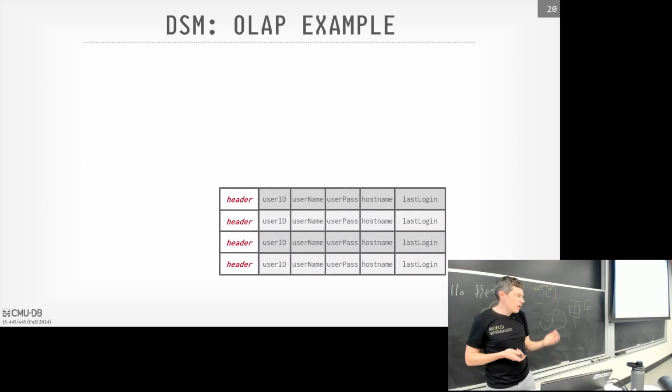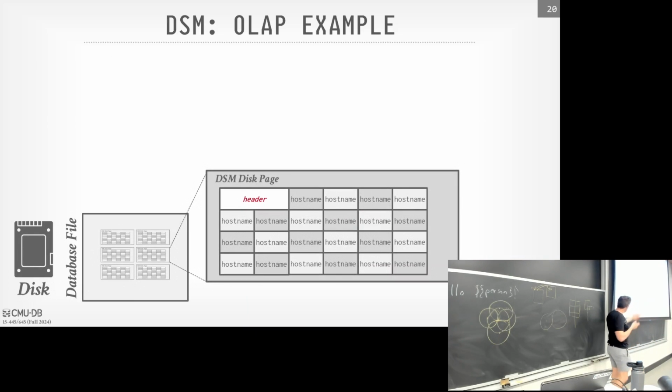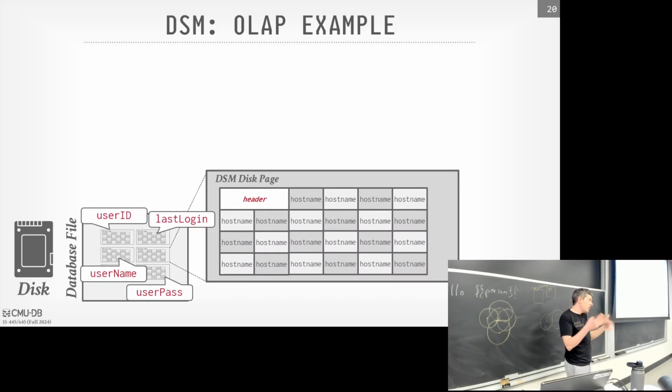If I go back to our query from before, this is what our original page looked like under the row store model. We had a bunch of tuples, a header at the beginning of each tuple, and then all the attributes, and once we reached the last attribute, the next tuple starts. Now I'm going to split this up based on columns and store them in separate pages. So there'll be a user ID page or pages, a username, last login, and so forth. Here I have the hostname page. Again, we have a header that tells me some metadata about what's in this page, what column it corresponds to, some checksum or compression information, and then I just have all the hostname values.